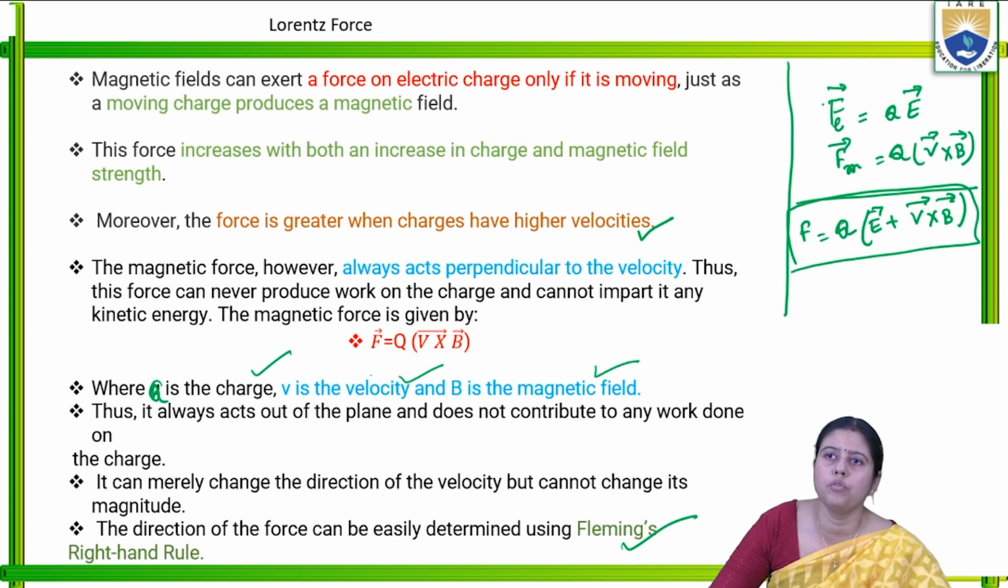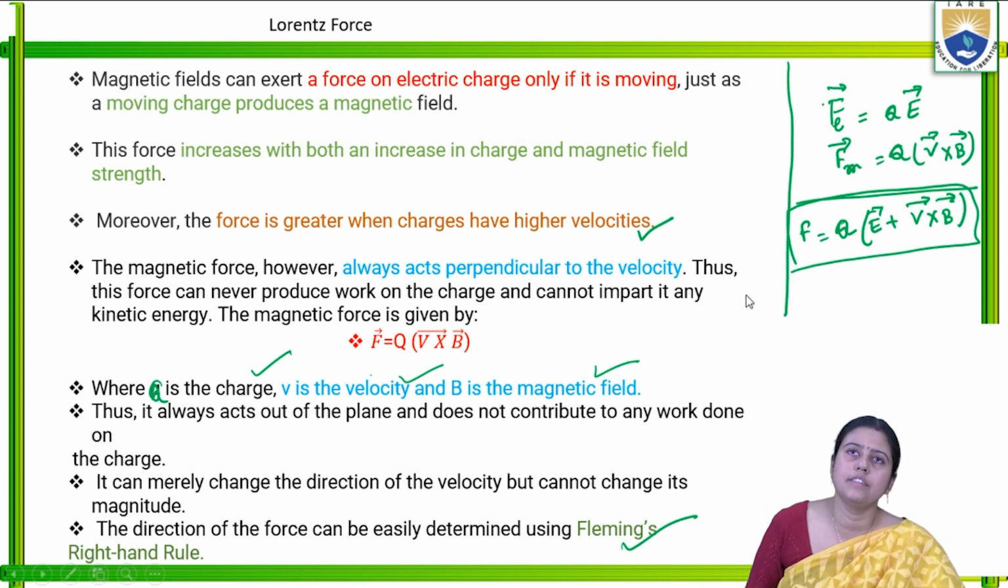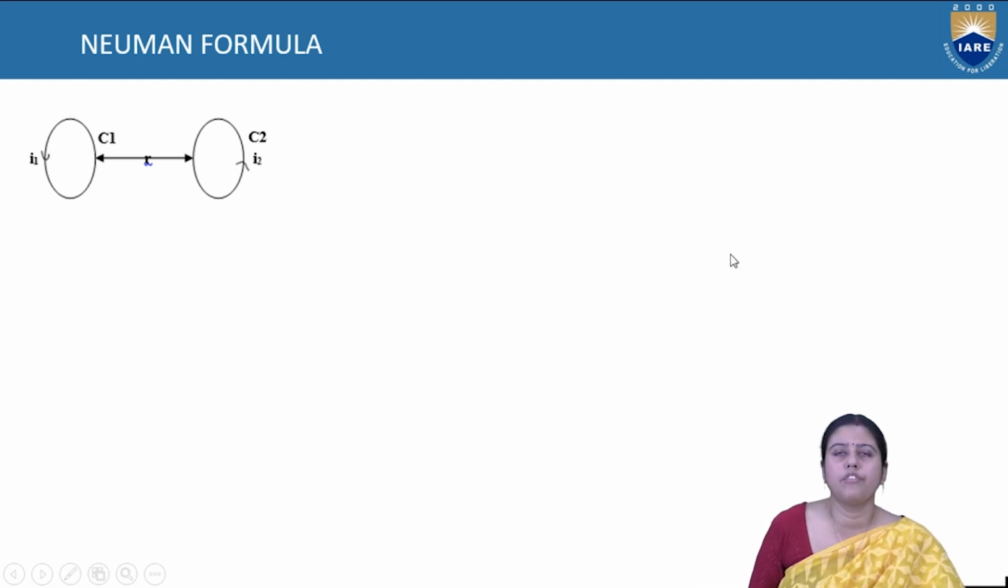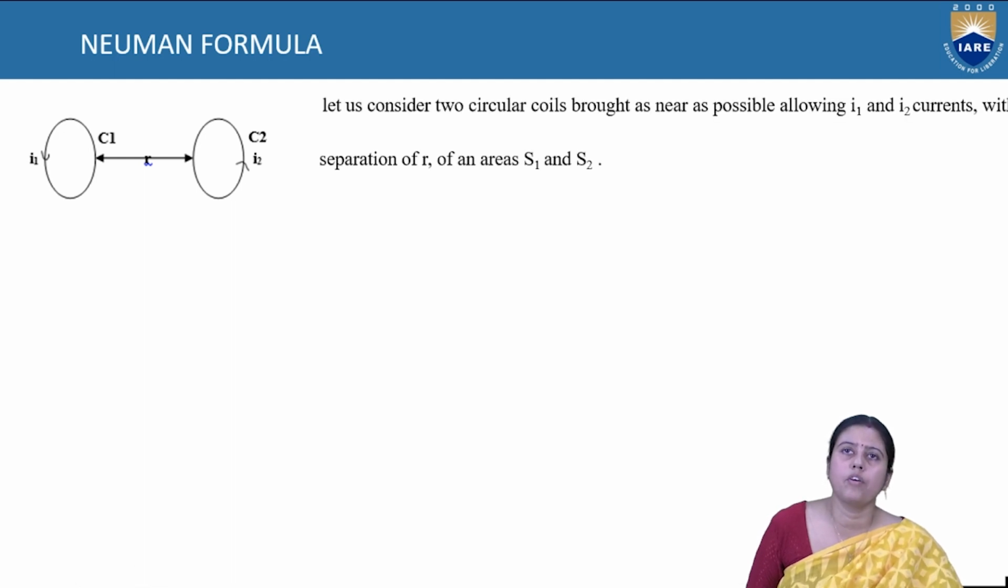F is equal to Q(E + v × B). This is the Lorentz force. Now we will discuss the Neumann formula. The Neumann formula calculates the mutual inductance of a closed loop.